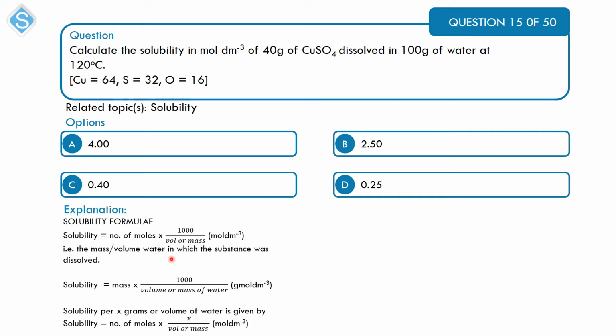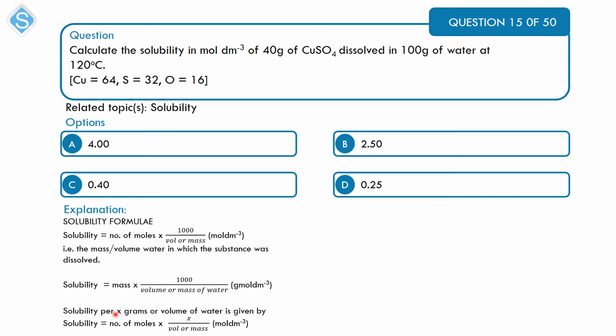Okay, so there are many formulae that we have for solubility, about 3 of them, depending on the question itself. Solubility in moles per dm cube is given as the number of moles of the substance times 1000 over the volume or mass of water in which the substance was dissolved. If it is in gram per mole per dm cube, then it is given as mass times 1000 divided by volume or mass of water.